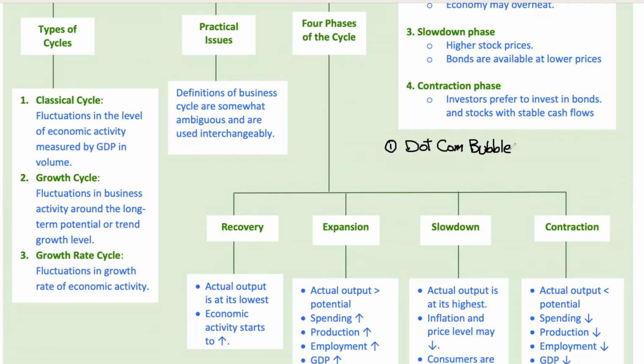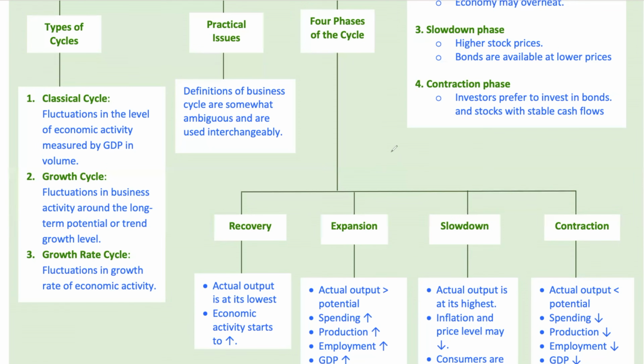new technologies. However, as we moved into the early 2000s, the bubble burst, leading to a contraction phase. Many tech companies went bankrupt, stock prices plummeted, and the economy entered a recession. This period highlights the cyclical nature of business activities and the impact of speculative bubbles on the economy. Second is the 2008 financial crisis.